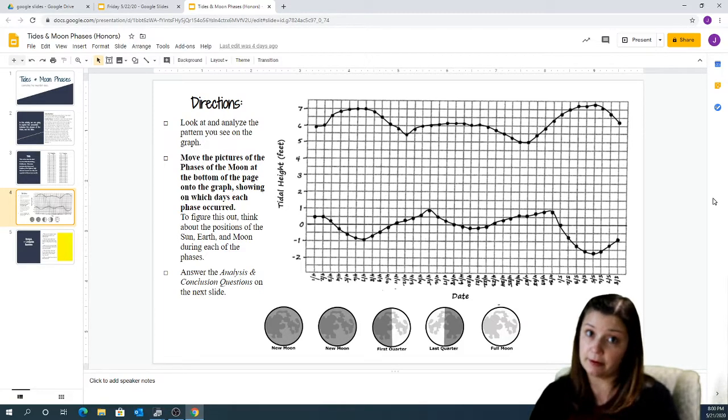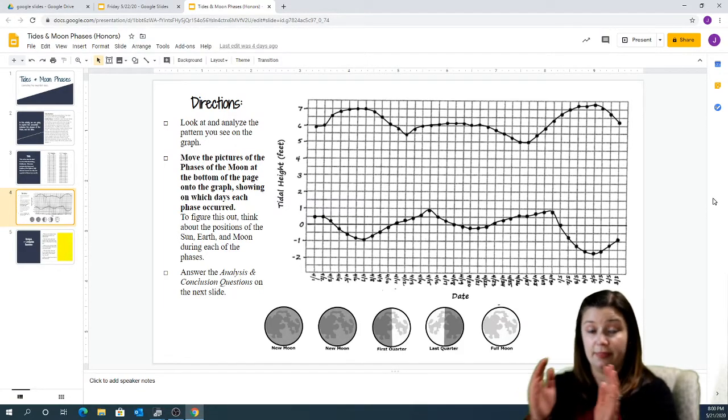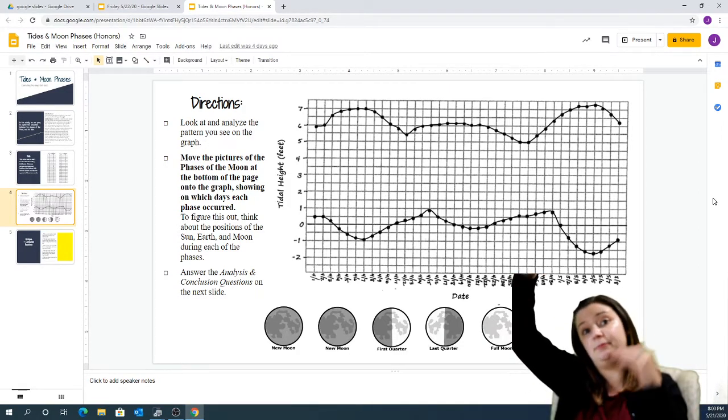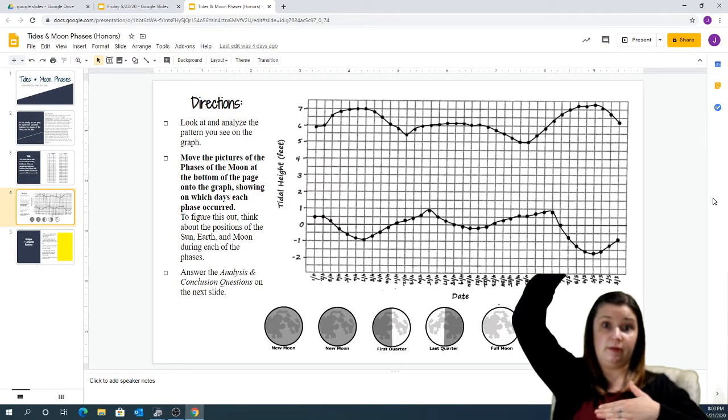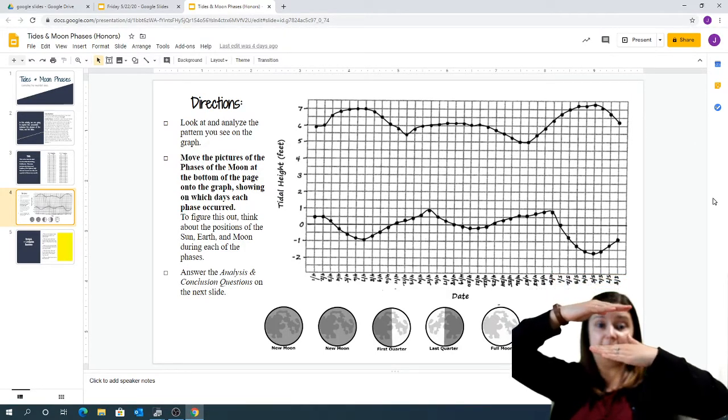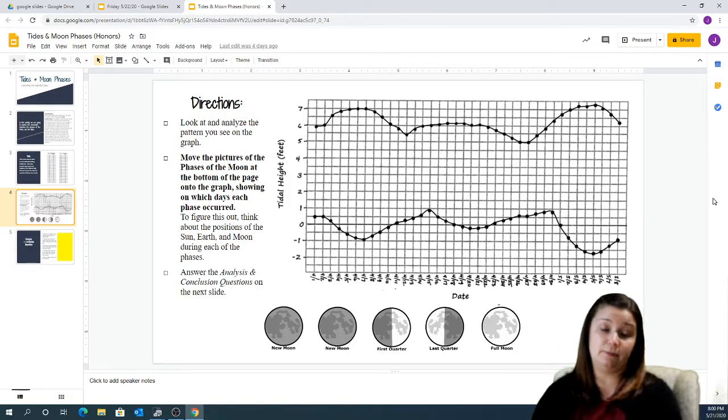So remember, during full moon and new moon, that's where you're going to have the biggest gap between high and low tide. So that's where high tide is at its highest point, low tide is at its lowest point, so the numbers are going to be really far apart. During a quarter phase, during neap tide, that difference between high and low tide is much, much smaller, okay, because they're pulling in opposite directions. So that's what you're going to look for on the graph.